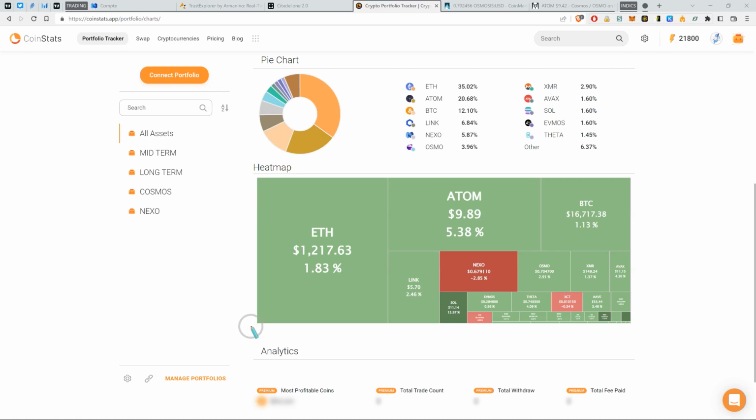Next in line is Nexo. Nexo at 5.85%, at least currently. And why the heck do I have this token? Because most of it was granted to me as a reward for lending most of the tokens that I had in Nexo for almost a couple of years.